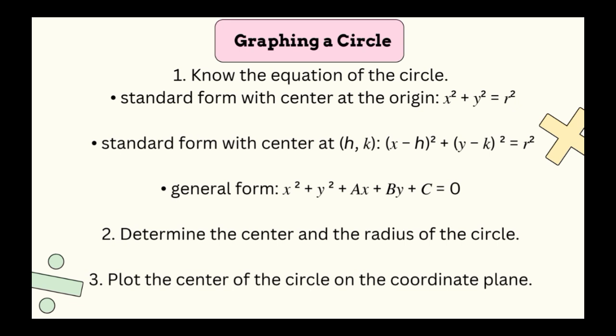When graphing a circle, first we must know the equation of the circle. The standard form equation with center at the origin is x squared plus y squared is equal to r squared. The standard form equation with center at (h, k) is (x minus h) squared plus (y minus k) squared is equal to r squared. And the general form equation is x squared plus y squared plus ax plus by plus c is equal to 0. Second, we must determine the center and the radius of the circle. And lastly, we will plot the center of the circle on the coordinate plane.